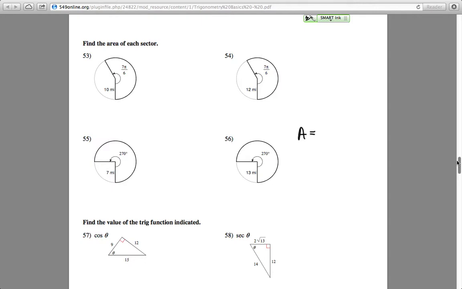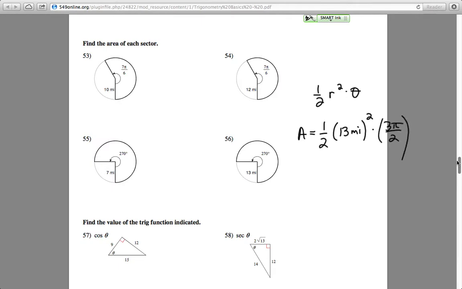Okay? So area is 1/2. Now we know the length of the radius. It's 13 miles. What do we do with it though? Square. You square it, because it's 1/2 r squared times theta. And then we got theta, 270, but I got to convert it to what? Radians. What's 270 in radians without going anywhere? Pi over 2. Yeah, that one's good. 3 pi over 2.